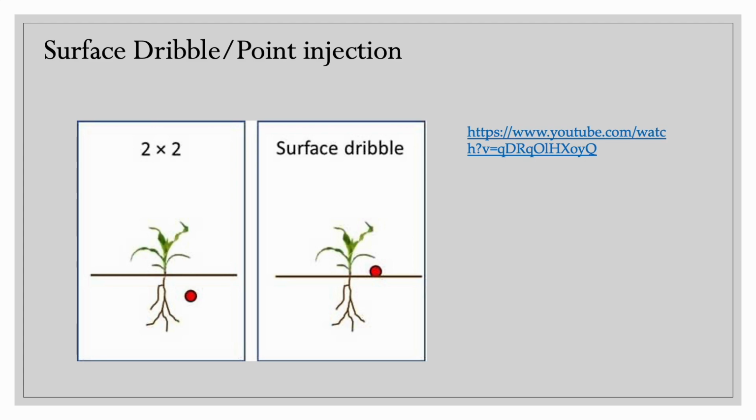So our surface dribble or point injection is going to be where we apply this, either 2 inches to the side and 2 inches down, or we apply that on the surface and allow that fertilizer or nutrient to infiltrate into the soil. We would need rainfall for this to occur. But here, when we apply that underneath the soil, we call this a subsurface banded application. The fertilizer is already available to the plant roots.